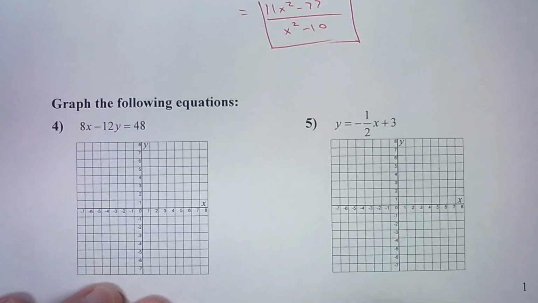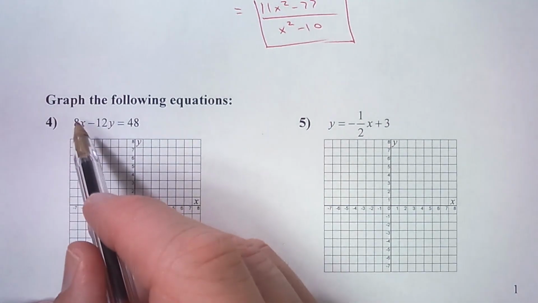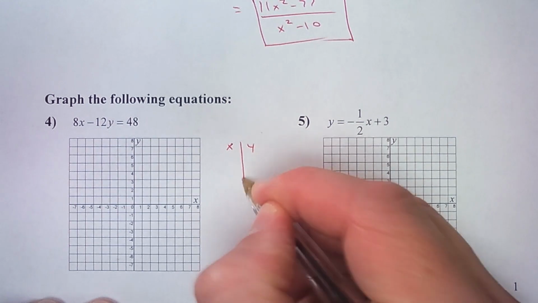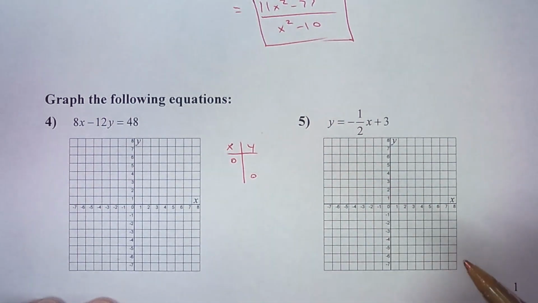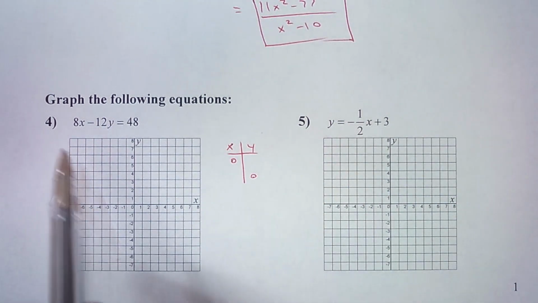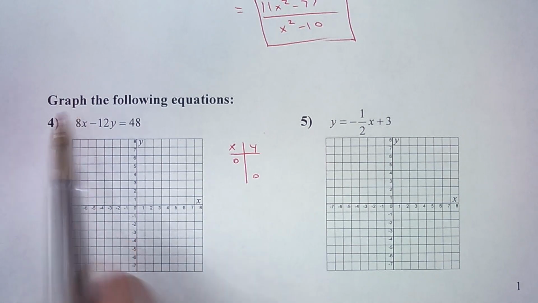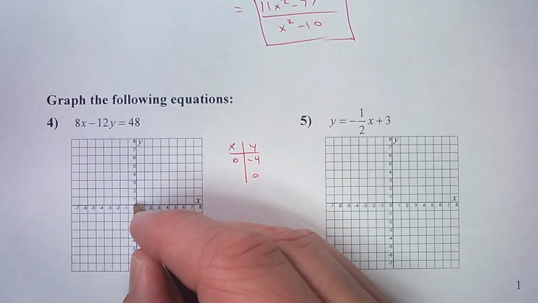Graph these equations. So when I'm in standard form, I like to make a t-chart where I put 0 in for x and for y. When I put in 0 for x, I get negative 12y equals 48, and 48 divided by negative 12 is negative 4. So I have 0, negative 4.